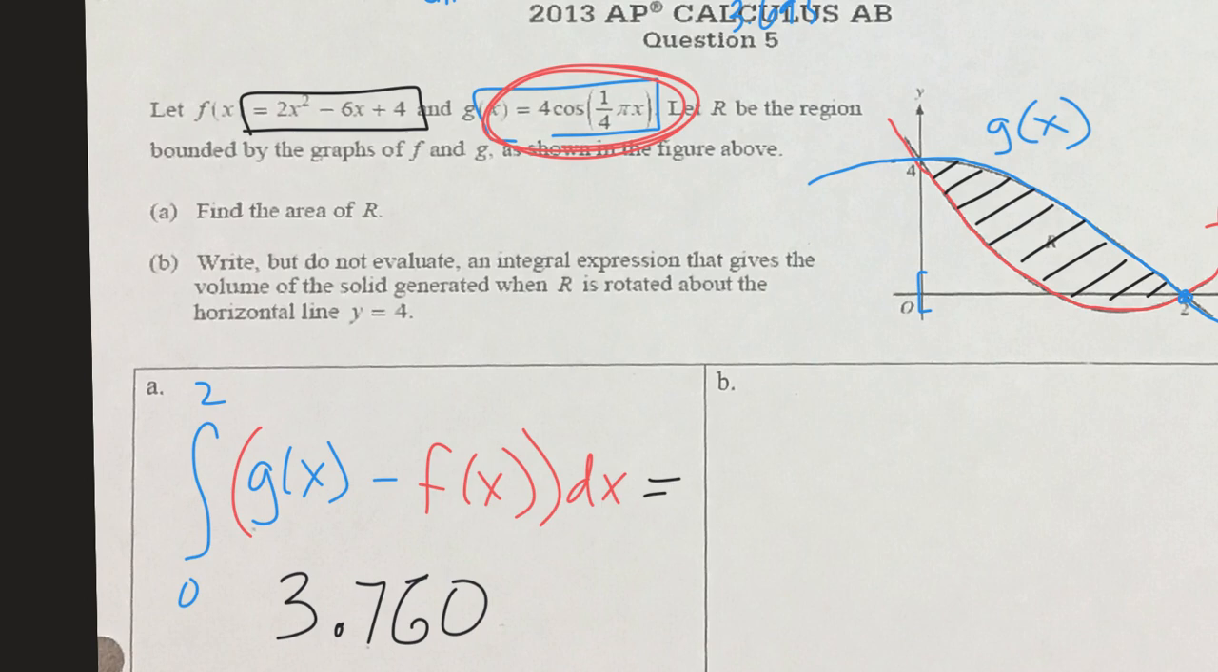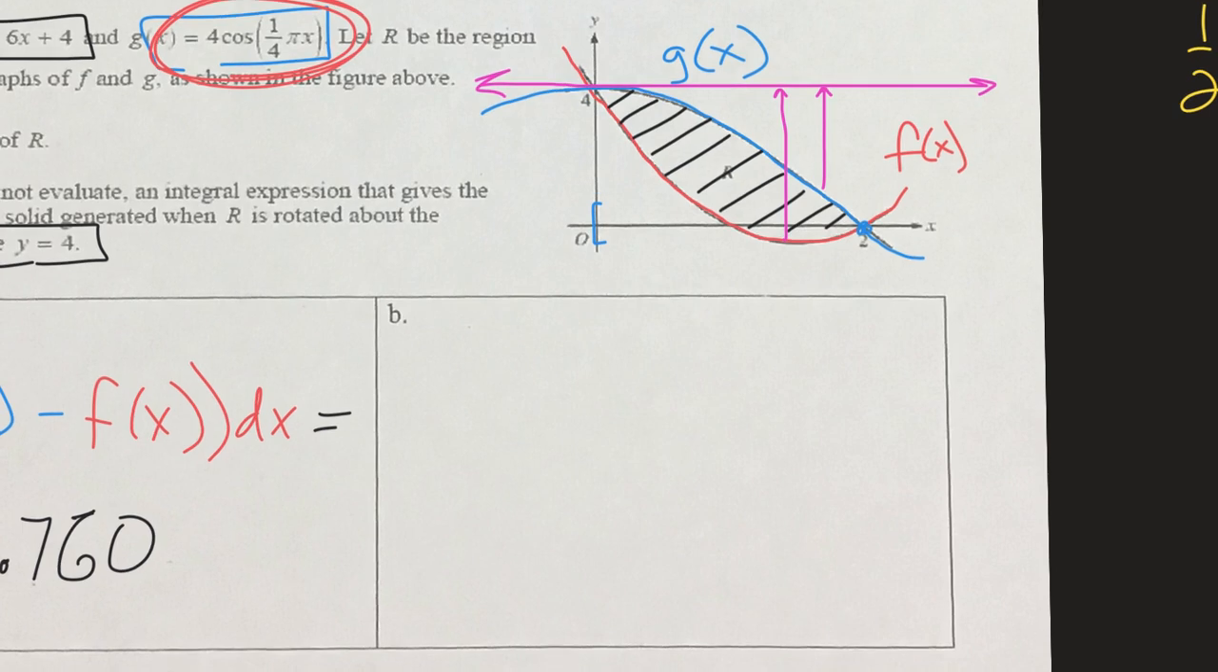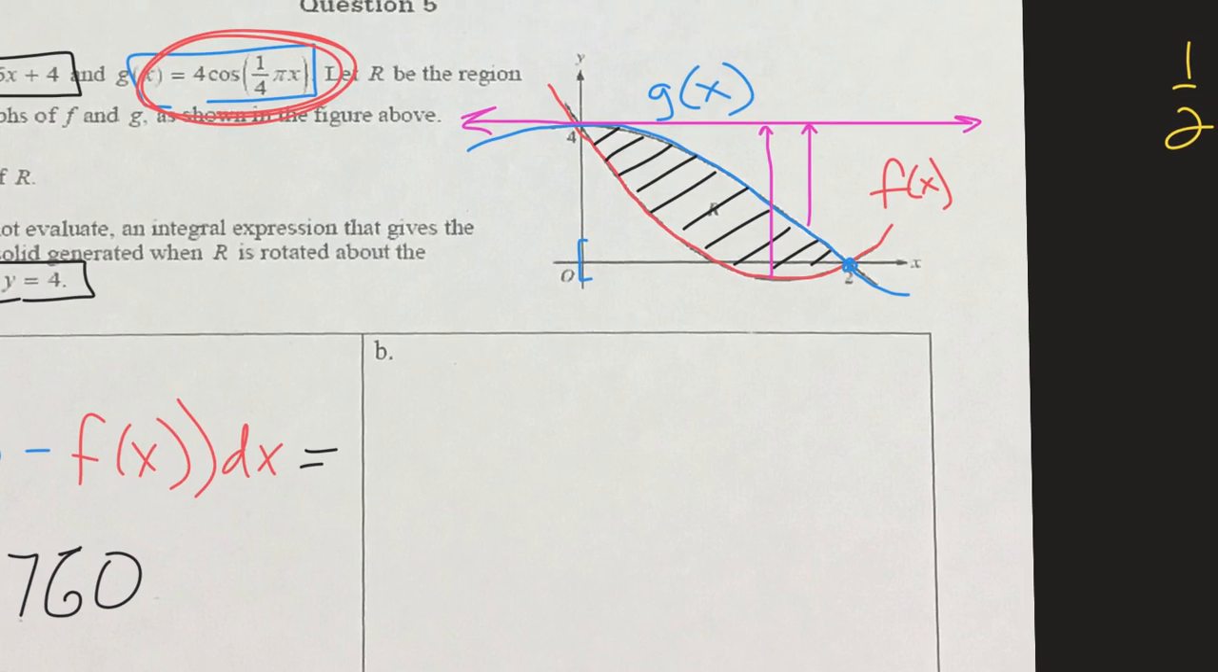Write but do not evaluate an integral that gives the volume generated by the line y equals 4. So let's draw in the line y equals 4. That looks like a nice horizontal line. We want the farther radius, this is your radius 1, minus the closer radius. Remember, when we're doing this, it's the farther function minus your axis. So it's always function minus axis squared.